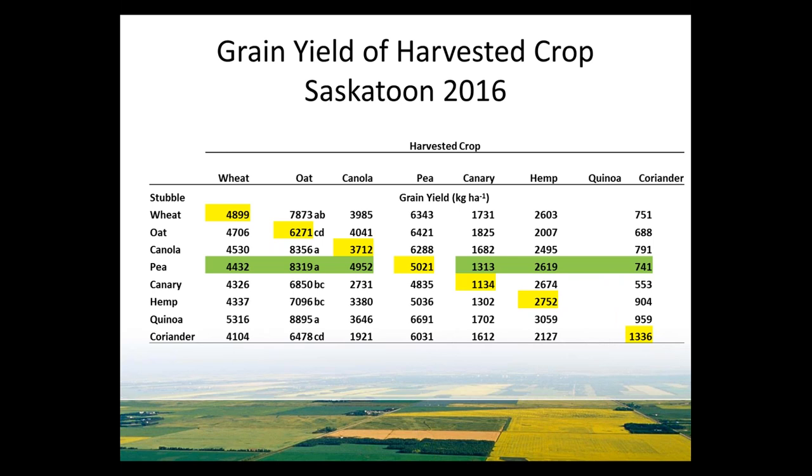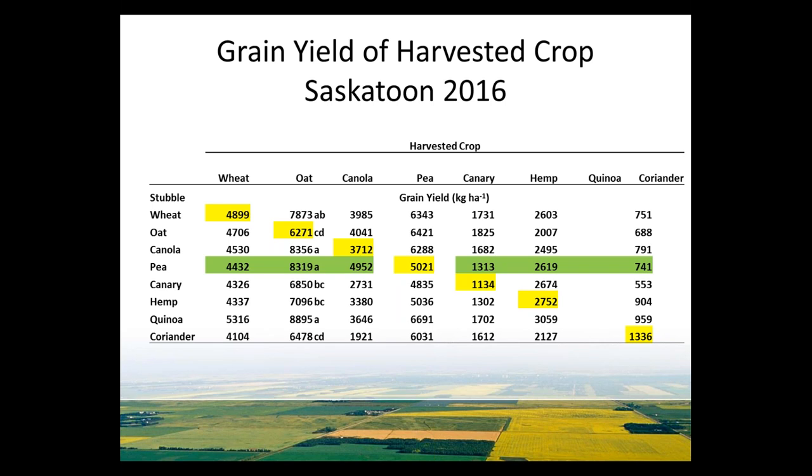At Saskatoon, you can see that the wheat did reasonably well on itself. The oat did not. At this site, it really suffered. And again, the canola didn't like the canary seed, but it also wasn't very thrilled on its own stubble compared to a couple others. And the N response that we can see here, not in oats because we've got quinoa there, but you can see in the canola we've got a fairly strong response to the pea stubble at this site year of data. The canary seed, again, not particularly happy on the pea stubble.